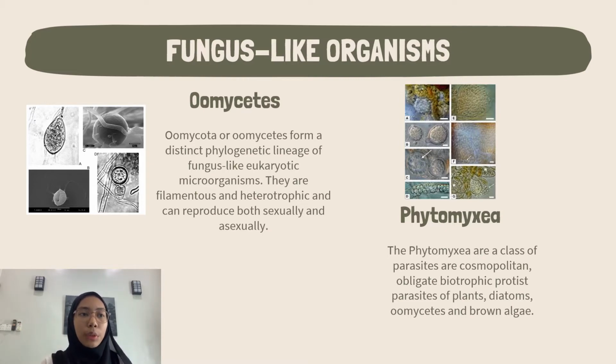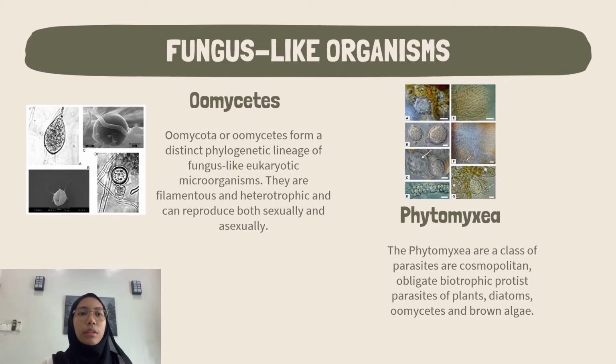So I'll continue with fungus-like organisms. We have two here. The first one is oomycetes and the second one is phytomyxea. Oomycota or oomycetes form a distinct phylogenetic lineage of fungus-like eukaryotic microorganisms. They are filamentous and heterotrophic and can reproduce both sexually and asexually. The phytomyxea are a class of cosmopolitan, obligate biotrophic protist parasites of plants, diatoms, oomycetes, and brown algae.